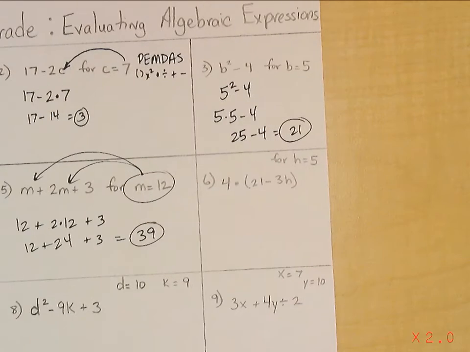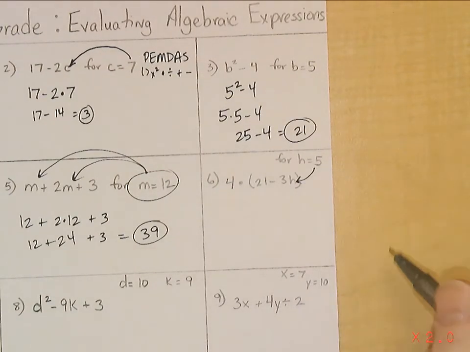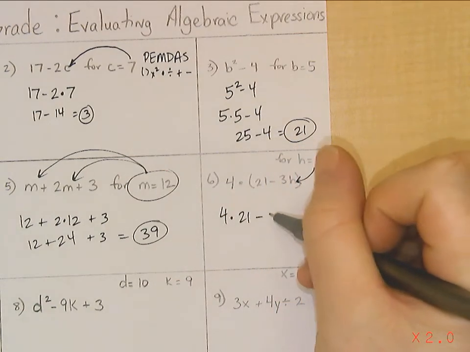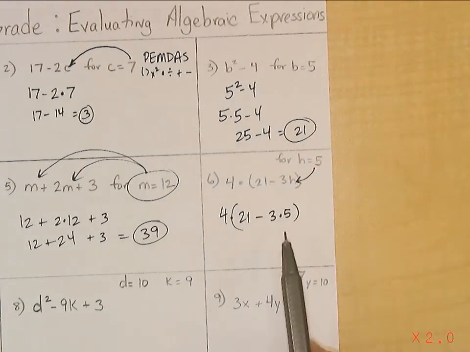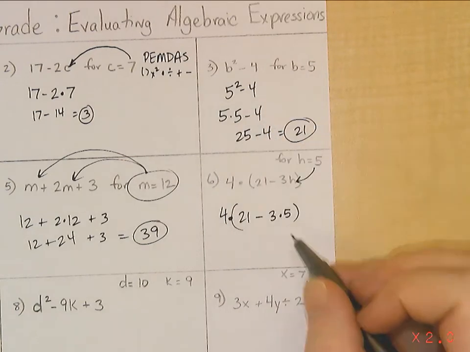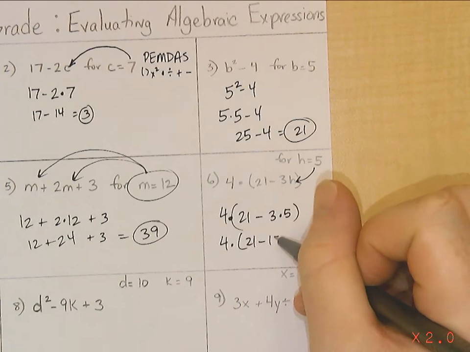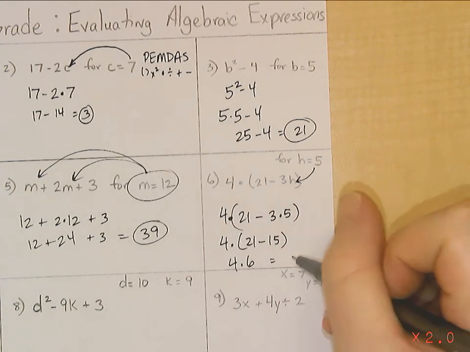Number 6, plug in the 5 in place of this h. So it's 4 times 21 minus 3 times 5. Okay, we're going to multiply before we subtract. So that's going to be 15. So 4 times 21 minus 15. 4 times 6 equals 24.